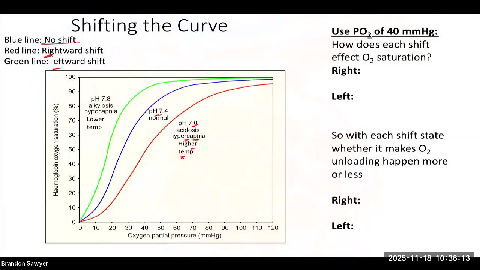Okay. And so just real quick, with the people around you, just draw some lines like I just did. Use a partial pressure of 40 and just see what that does. Start with your blue line, right? And then see what a rightward shift would do to that. And then also see what a leftward shift would do to your percentage of oxygen saturation. Okay. And then kind of convert that from what it did to the percentage here to how we would explain that. We would say that we get increased unloading or increased loading or something like that. Okay. So go ahead, try that out, and then we'll come back together here in a second to finish up.